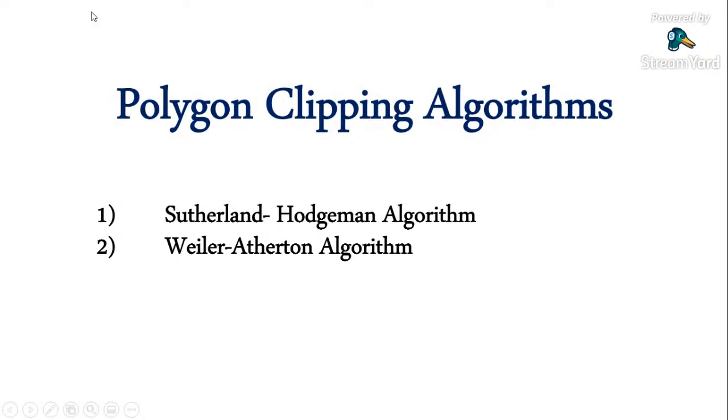So we'll discuss polygon clipping algorithms. There are two polygon clipping algorithms, that is Sutherland-Hodgeman algorithm and Weiler-Atherton algorithm. Now, till now we have discussed point clipping. Then we have discussed line clipping algorithms, various line clipping algorithms like Cohen-Sutherland. Then we have discussed Liang-Barsky. Then we have discussed midpoint subdivision.